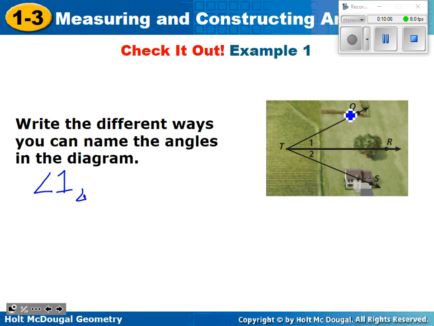So I could name that same angle, angle QTR. Can I get a volunteer to name that same angle another way? Very good, angle RTQ. Okay, next person I call on, I want you to pick a different angle in the picture. Let's go with Barrett.